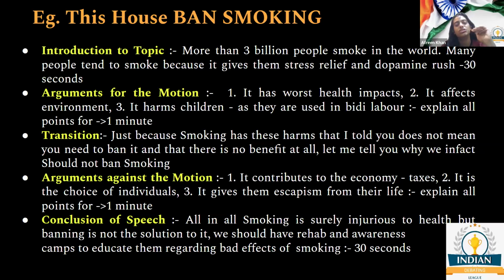So how would you transition? This is a way you can transition from for the motion to against the motion. Just because smoking has these harms that I told you does not mean you need to ban it, and that there's no benefit at all. Let me tell you why we in fact should not ban smoking. So that is another way of transitioning from for the motion to against. Then there are arguments against the motion.